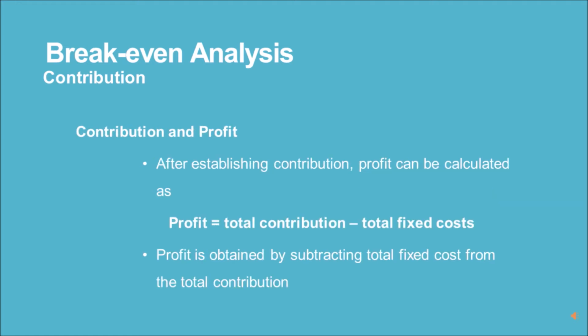Contribution and profit. After establishing contribution, profit can be calculated as profit equals total contribution minus total fixed costs. Profit is obtained by subtracting total fixed cost from the total contribution.